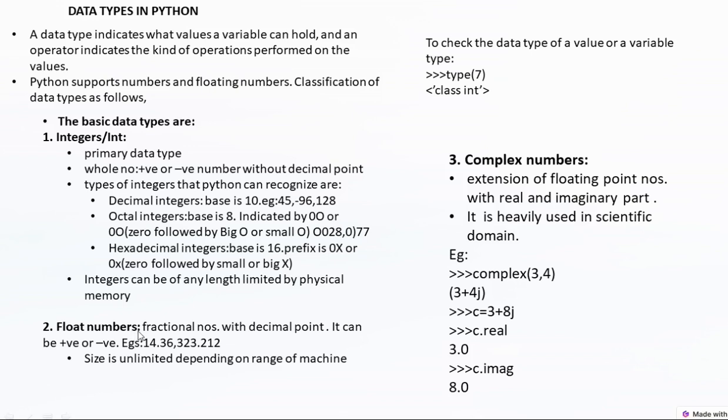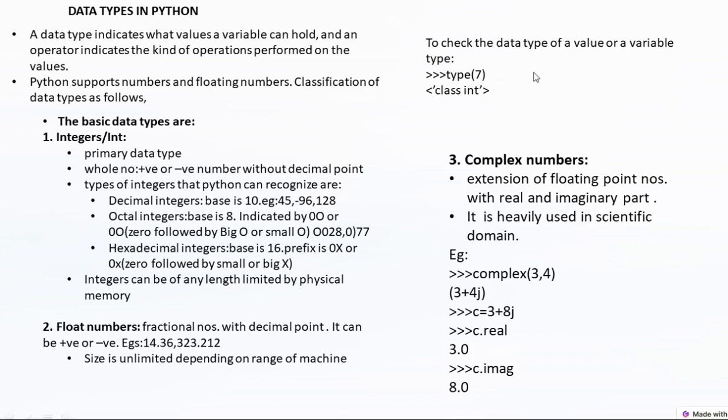Next, floating point numbers. Floating point numbers are nothing but fractional numbers with a decimal point. Now this can also be positive or negative. So here I will have 14.36, 14.333, like that. These are the floating point numbers. You can have positive or negative. It will only have fractional numbers, that means there will be a decimal point. Here also the size is unlimited. It only depends upon the range of the machine.